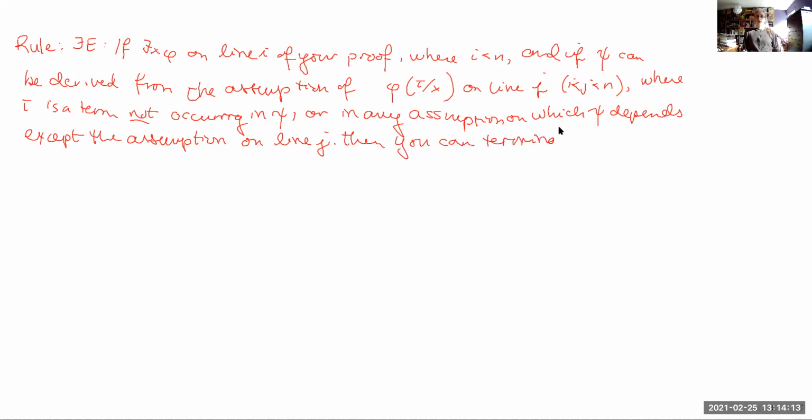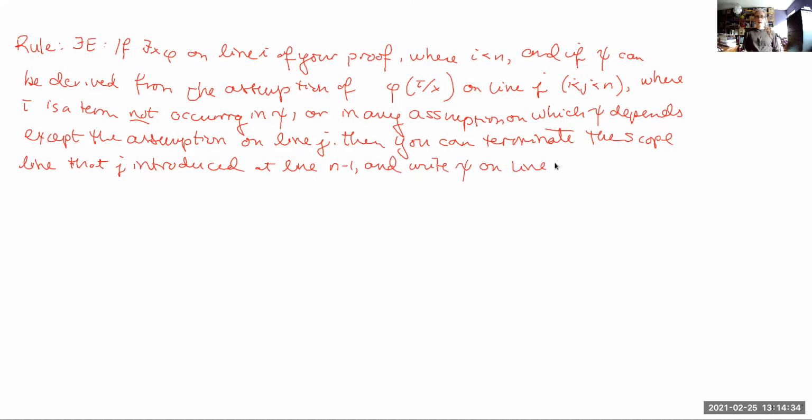So if you've got all of this going on, then you can terminate the scope line that j introduced at line n-1, and then you can write psi on line n with annotation existential elimination, and then you cite line i, which is where your existential statement occurred, and then lines j to n-1, which is the subproof that you will then close off with the citation of this rule.